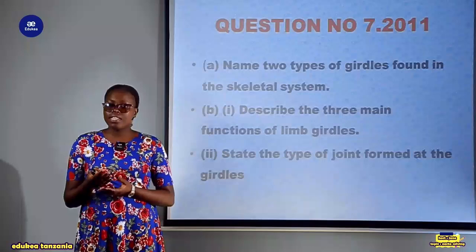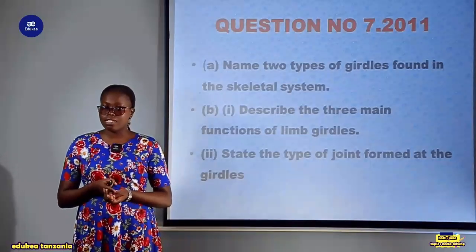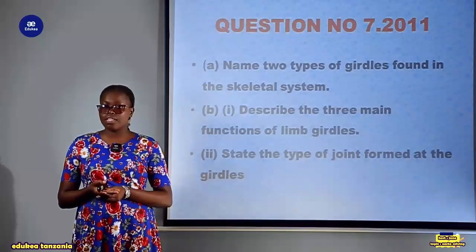So within the human body, there are 2 types of skeleton. There is the exoskeleton and the appendicular skeleton. Well, the question needs you to state only 2 kinds of girdles which are found within the skeleton.